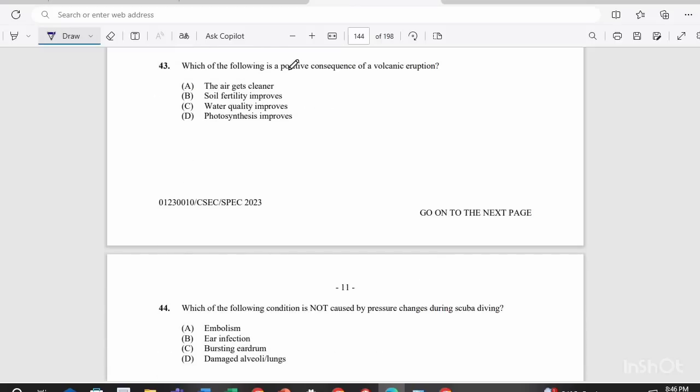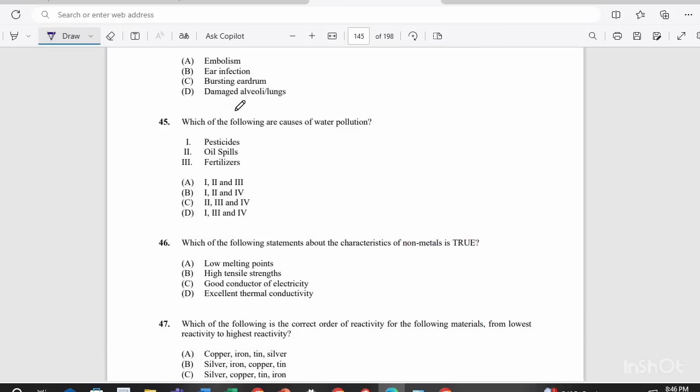Question 43. Which of the following is a positive consequence of a volcanic eruption? Again, it says positive consequence. A, the air gets cleaner, B, soil fertility improves, C, water quality improves, or D, photosynthesis improves? The answer there is B, soil fertility improves.